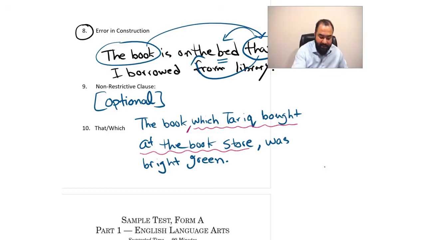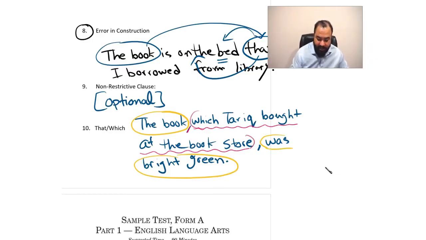So the main deal is the book was bright green. That's the main part. The extra piece of info was this, which Tariq bought at the bookstore. This is an extra piece of information that's optional. If I remove this optional part, the sentence still has to make sense. If I cross it out, it now says the book was bright green. That's the main deal, and I gave some optional, extra piece of information inside of this, which Tariq bought at the bookstore.